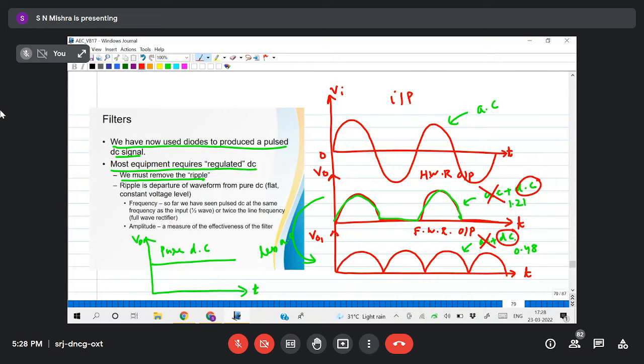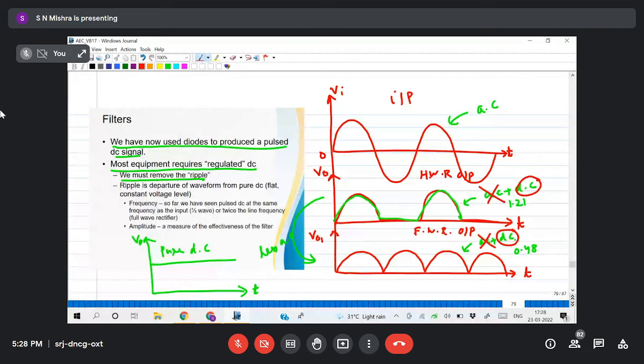that is having some portion of AC in my output DC. So we have to make one circuit which will separate this AC and DC, so that we can use our DC, and the circuit which is used to separate this AC and DC is called a filter circuit. In fact, the circuit is suppressing the AC and passing the DC. Okay, so that is your filter circuit.